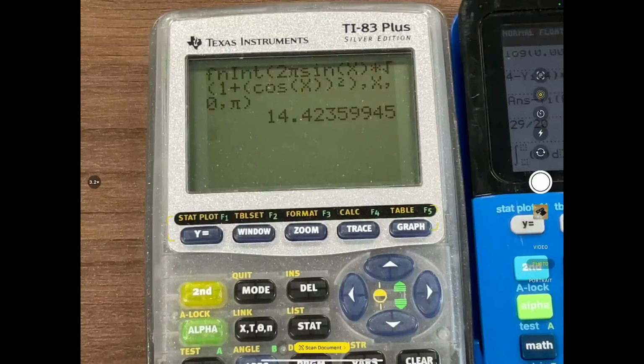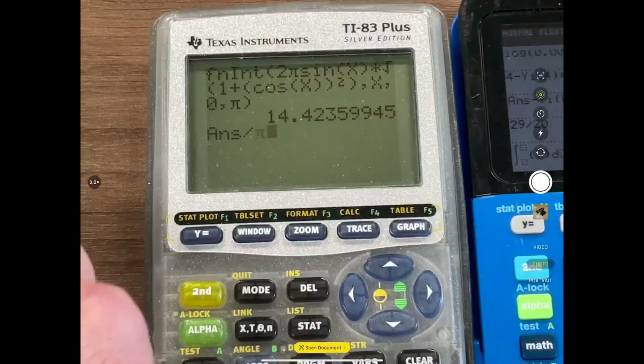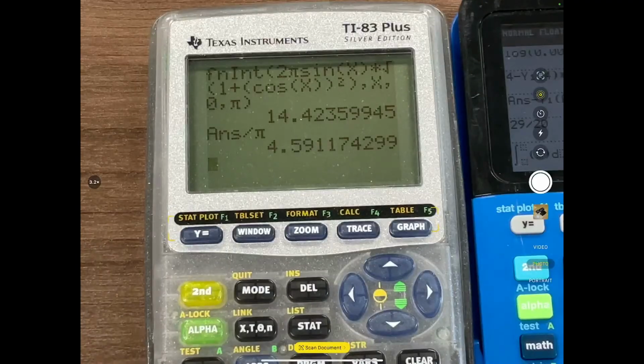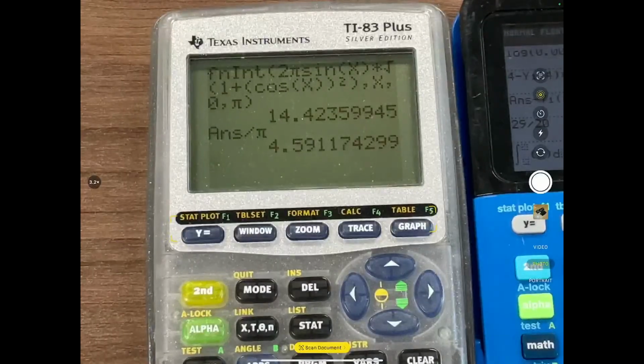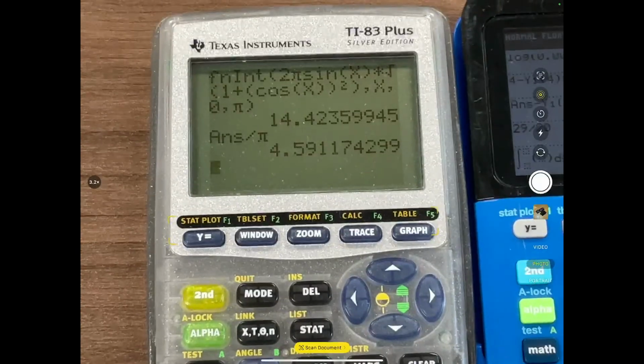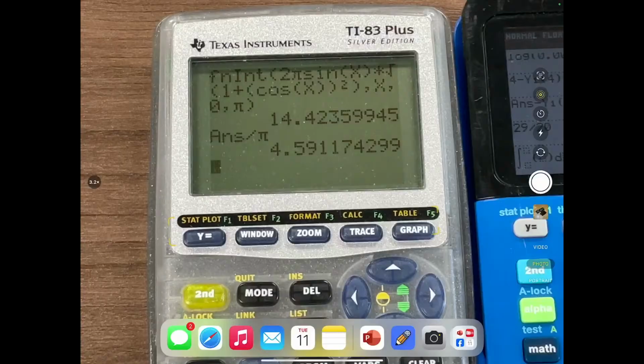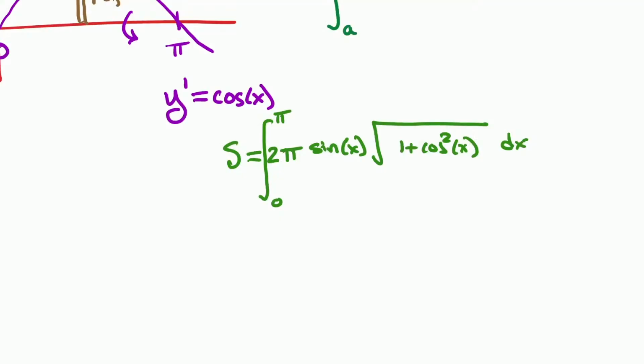Oh, beautiful. 14. Is this a multiple of pi? Let me see. Divided by pi? No, it's not. Well, it's probably some square root times pi. But there it is. That's 14.42. That's what you would do if you were doing this for the homework where it says use your calculator. So approximately 14.423. So good enough. I'll round.